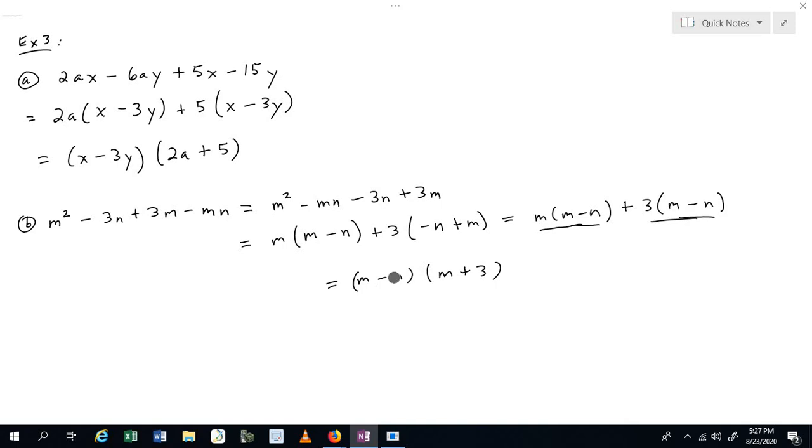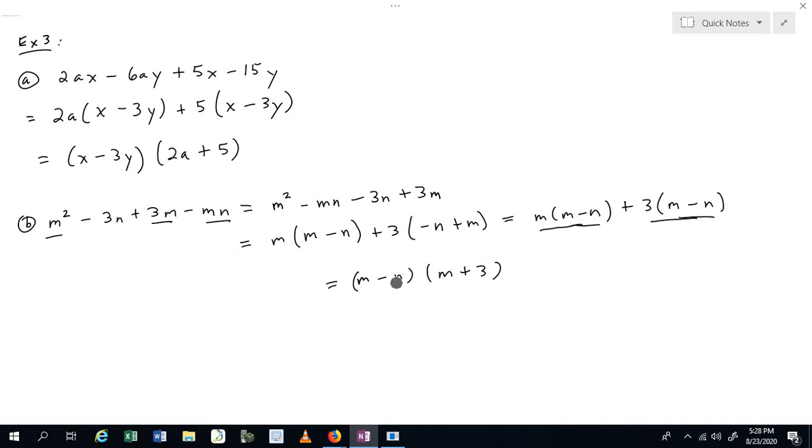Now again, you can check this by foiling it out and seeing if you get these 4 terms. So let's just check it and see. M times m would be m squared. So that's your first. Outer would be 3 times m, which is this term. Inner would be minus n times m, which is this term. So let me check these off. That was the first. This is the outer. The inner is this one.